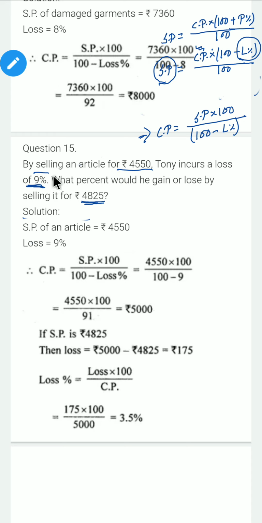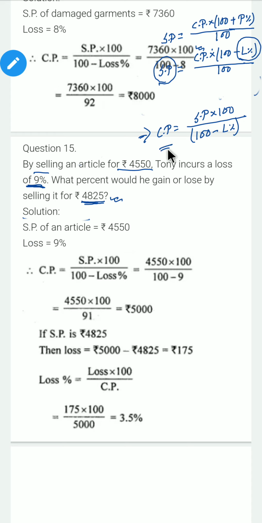Here these things are given firstly. First time he sold the item for this much rupees, that time he lost 9%. From this condition, we have to find out the cost price of the article. By using that cost price, we have to find out the profit percent or loss percent in the second case. Clear? So firstly find out the cost price.